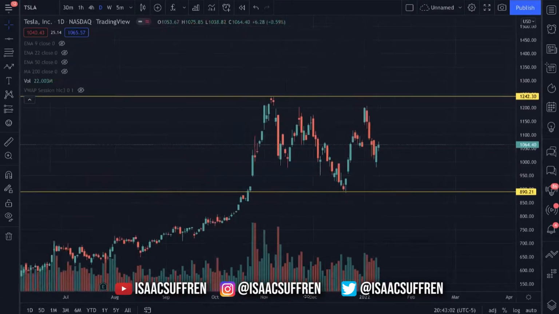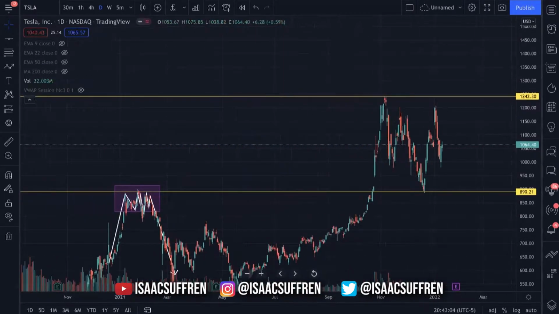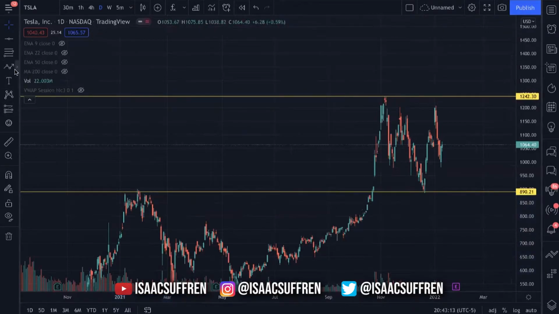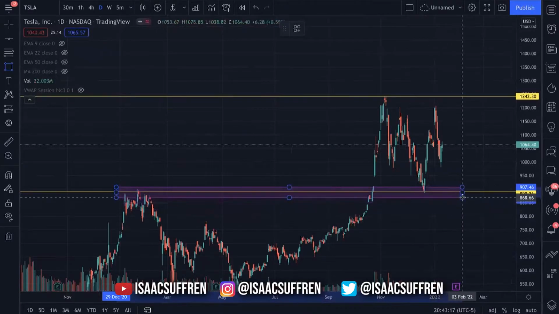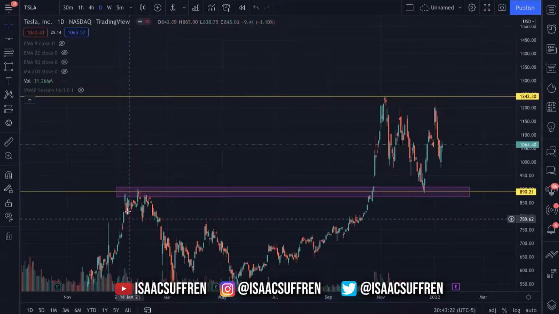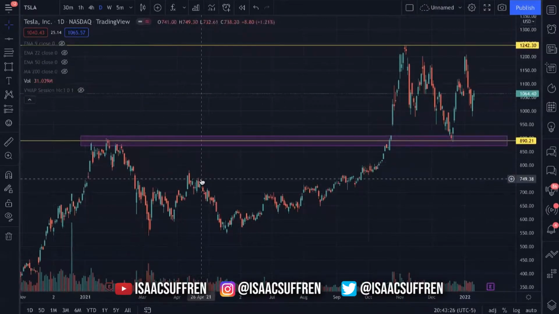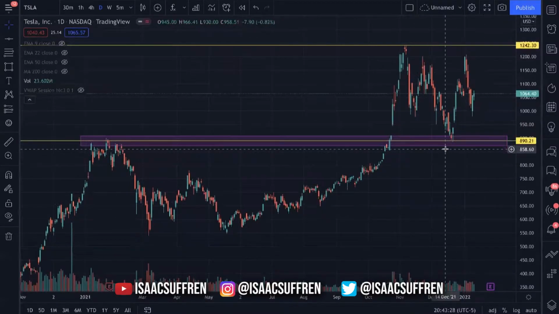But if we zoom out just a little bit, you can really see how important this level is. I'm just gonna get rid of this real quick. Let's get rid of this. And let's actually highlight that entire zone so you can see how important this level is. Look at that. We have our supply zone turned into a demand zone, right?